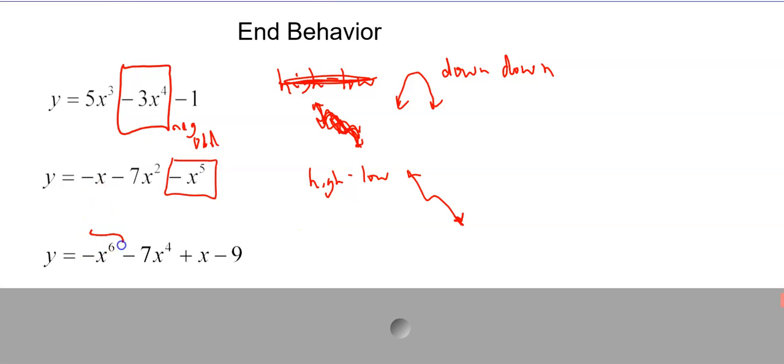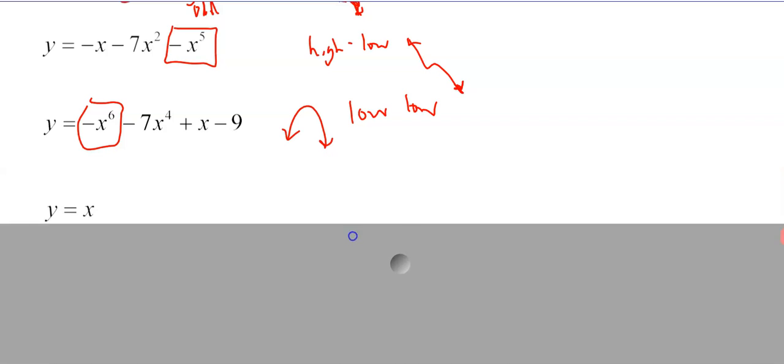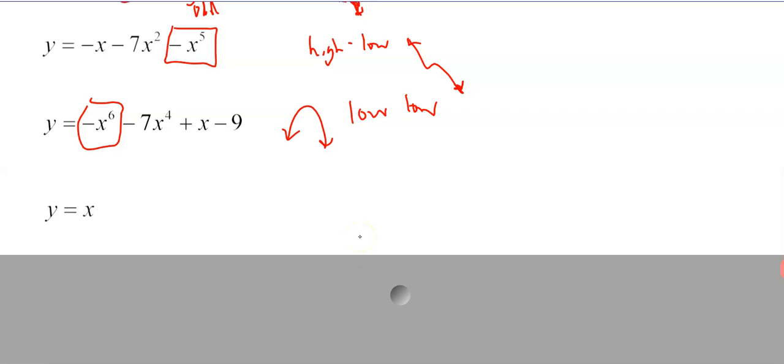This one, the largest degree term is this one, so that's negative and even. That's going to look like this. That's going to be low, low, or down, down, however you want to say it. You can use down, down, up, up, low, low, high, high. It doesn't matter to me. X to the first, so that's odd and positive. So that's going to start low and end high, your classic John Travolta. So that's going to be low, high.